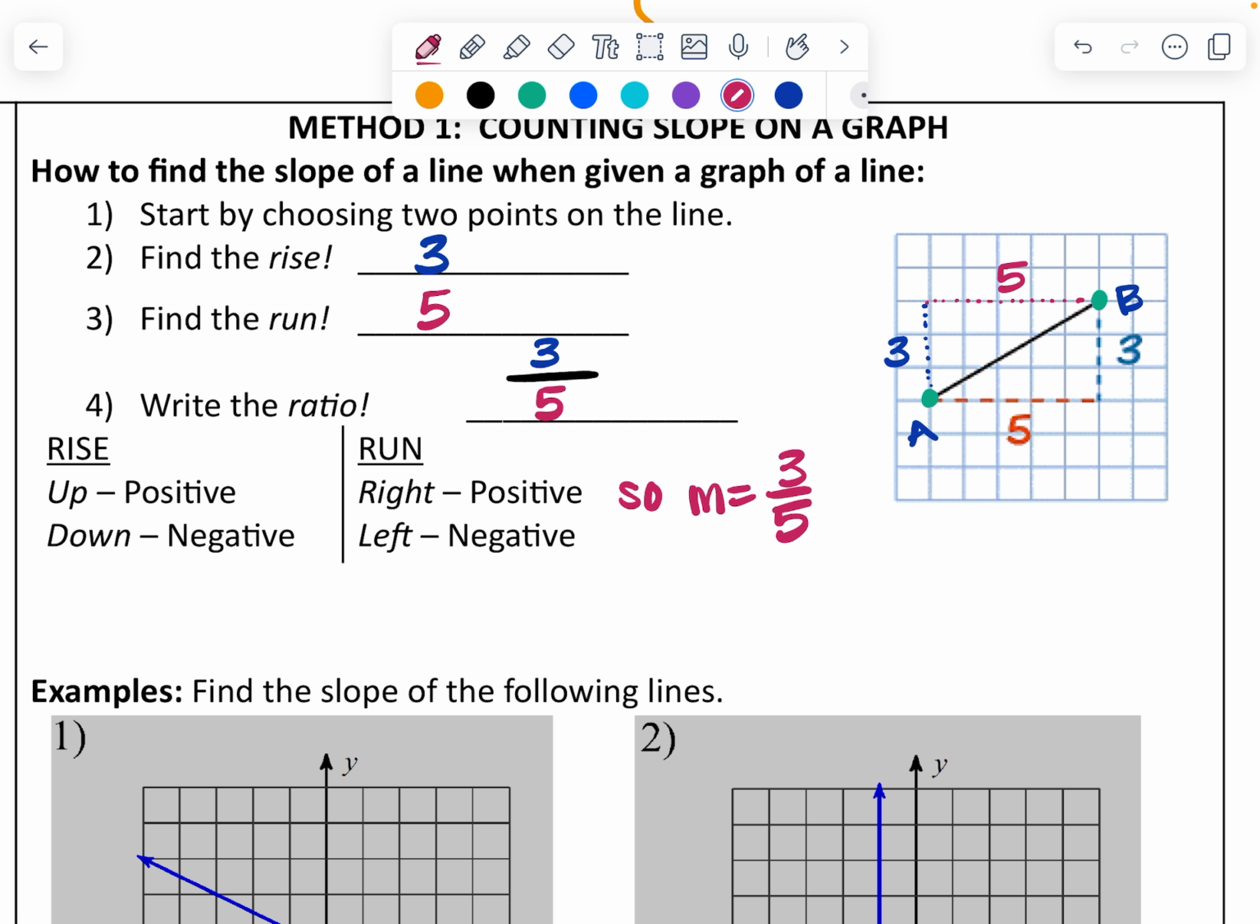So we're always thinking of moving to the right. We're always looking at this line from left to right. So when we talk about run, we always want to be going from left to right. Run will be positive most of the time. And rise, if it moves up, it's positive, and if it moves down, it's negative.